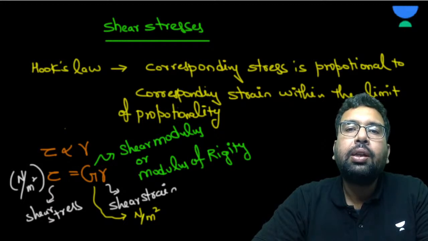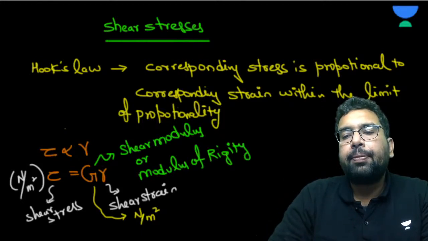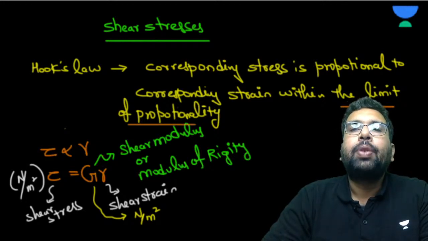What does Hooke's law say? It says corresponding stress is proportional to corresponding strain within the limit of proportionality. Remember, Hooke's law is valid within the limit of proportionality. So now from Hooke's law we can relate that the shear stress is proportional to shear strain.